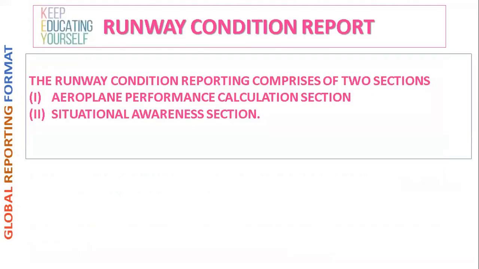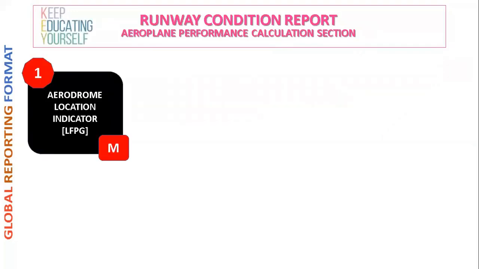Now, the runway condition report has 2 sections. I repeat again, the runway condition report has 2 sections. The first section is the aeroplane performance calculation section, and the second section is the situational awareness section. So first, we will see all the elements of the aeroplane performance calculation section. The first element is the aerodrome location indicator.